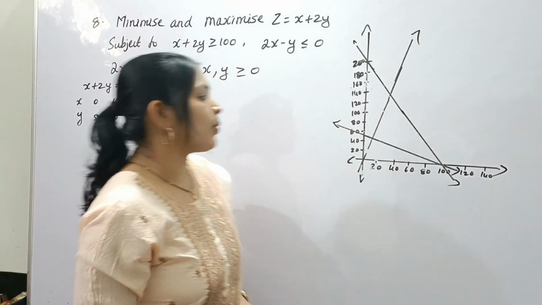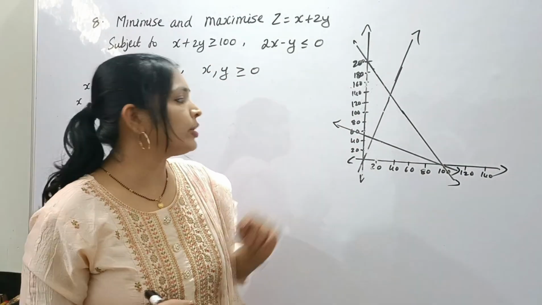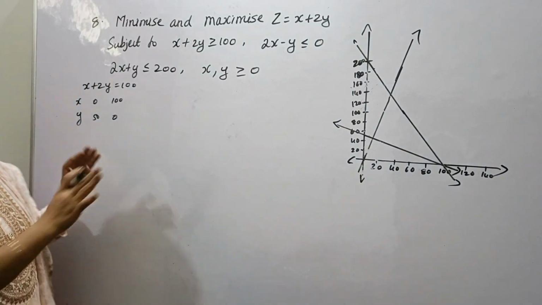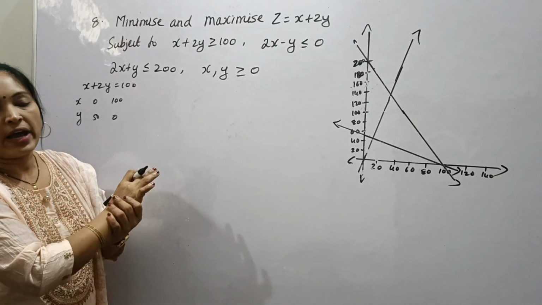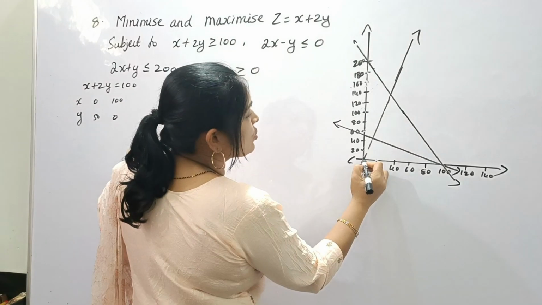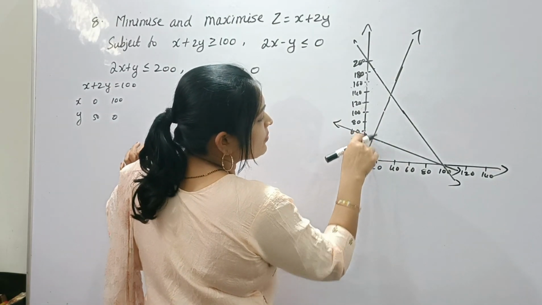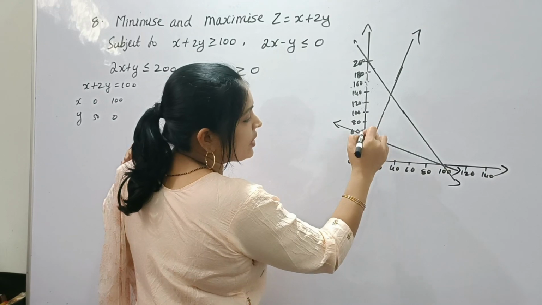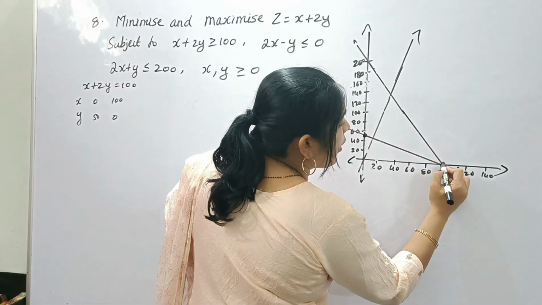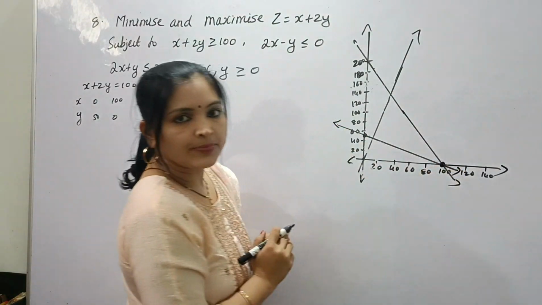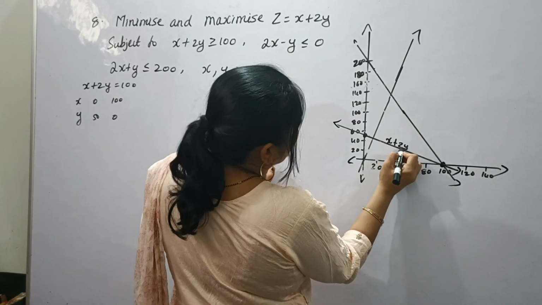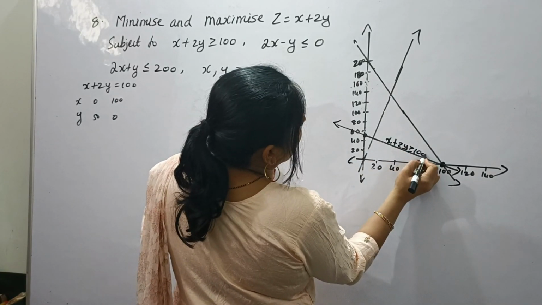Next, let's plot the points. Here I have taken one scale equal to 20 units. According to the values of x and y, you can take the scale. So first of all, you find all the x and y values, then draw the graph. When x equals 0, y equals 50, so it is the point between 40 and 60, the point (0, 50). Next, x equals 100, y equals 0, it is the point (100, 0). Join these points. So it is the line x plus 2y greater than or equal to 100.